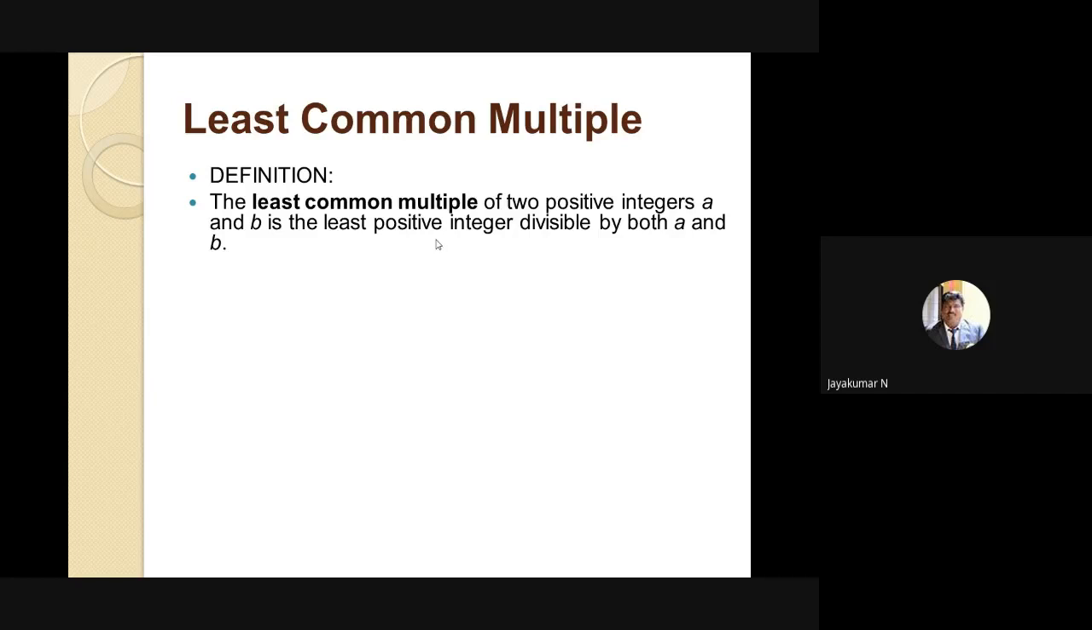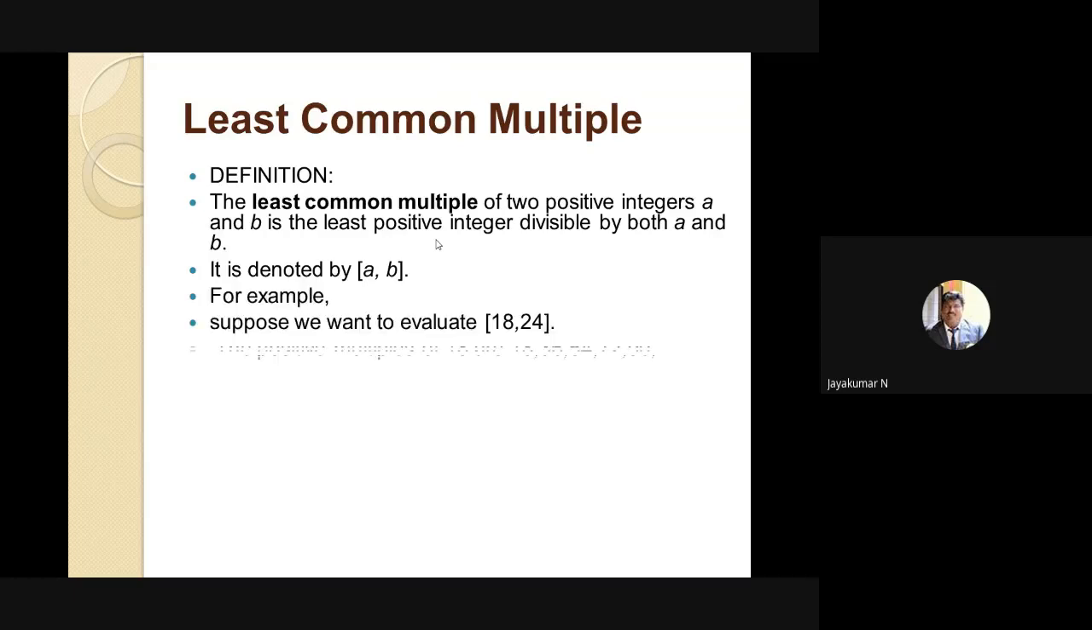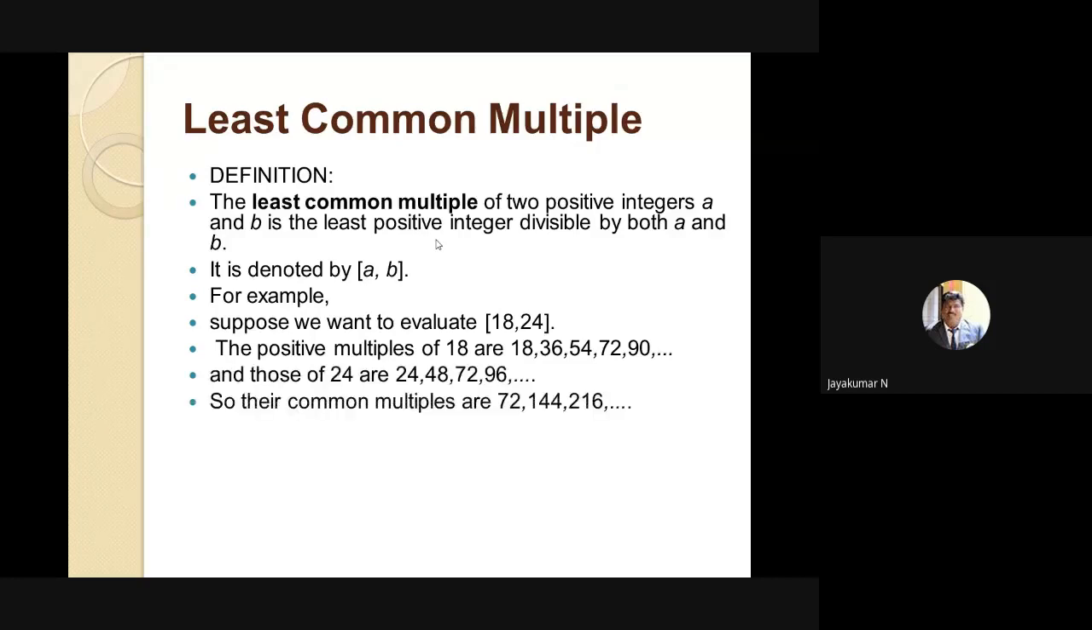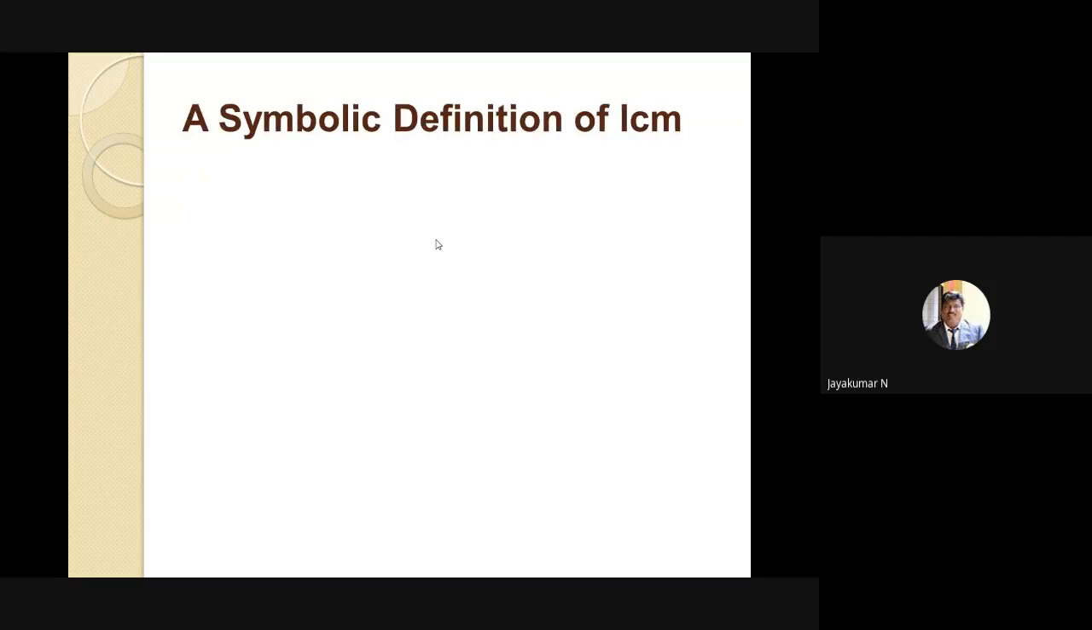The least common multiple of two positive integers a and b is the least positive integer divisible by both a and b. The notation is square bracket of a comma b. So LCM of a comma b means the square bracket of a comma b. So we saw some examples. LCM of 18 comma 24 is nothing but 72.